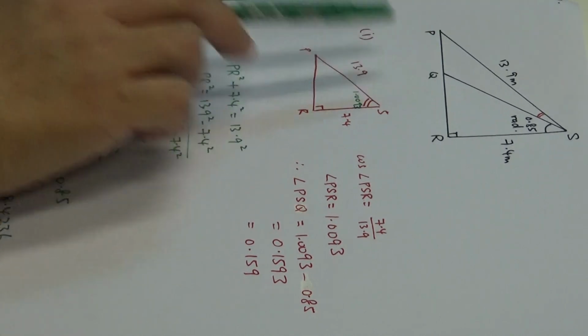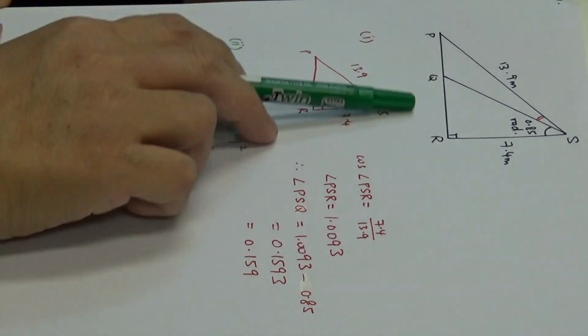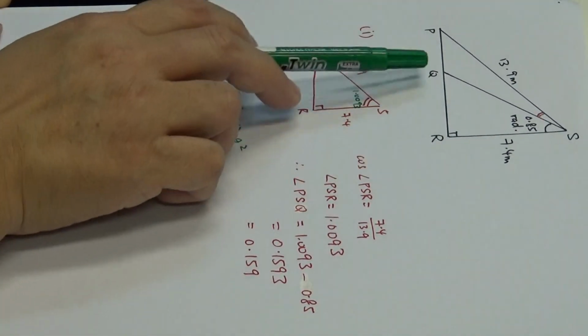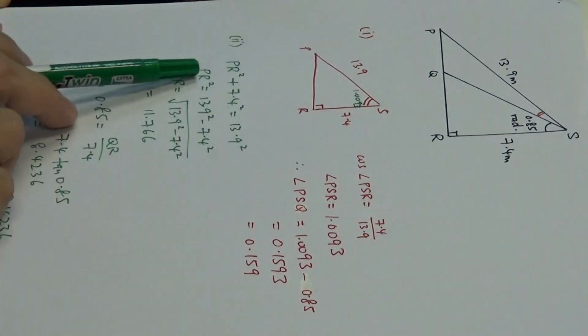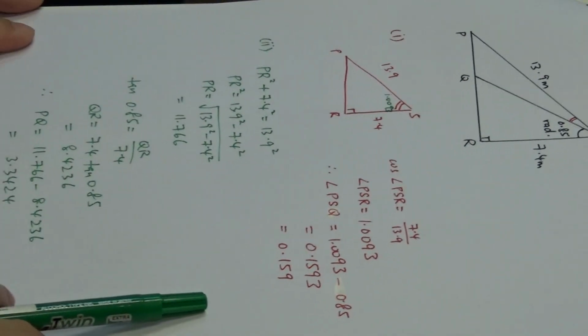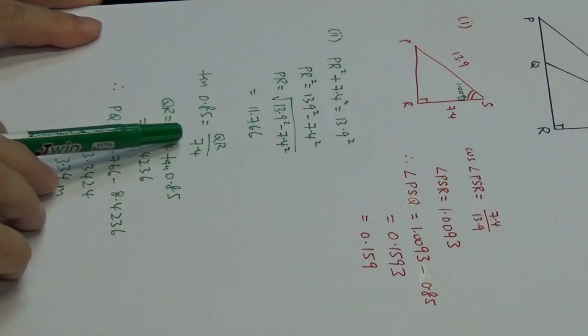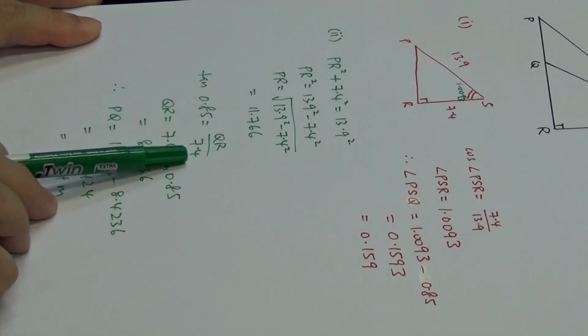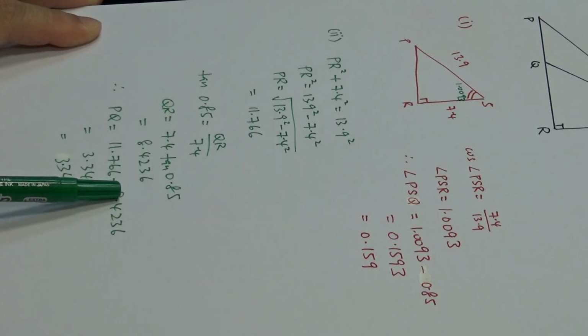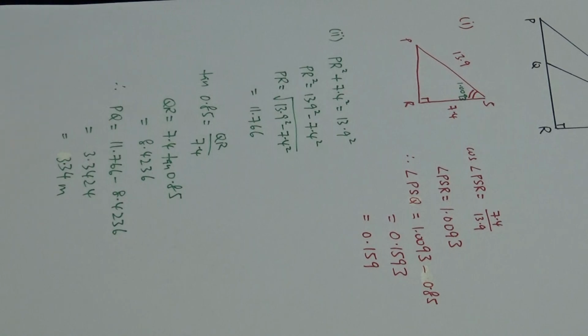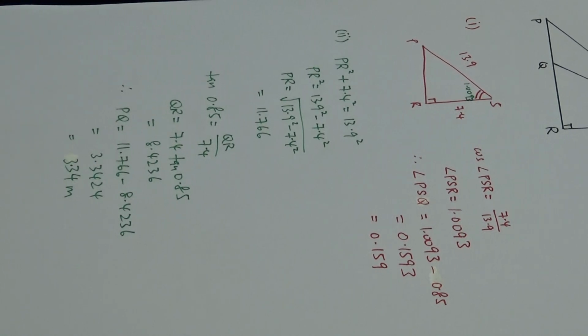Now part 2 says they want to find PQ. I want to find PQ. Okay, now if I can find PR and I find QR, I just need PR minus QR, I'll get PQ. PR, you can get it by Pythagoras theorem, get the answer. QR, you can use tangent, and then you manipulate and you get the answer. And therefore you can get PQ when you minus the 2 off to get 3.34 meters.